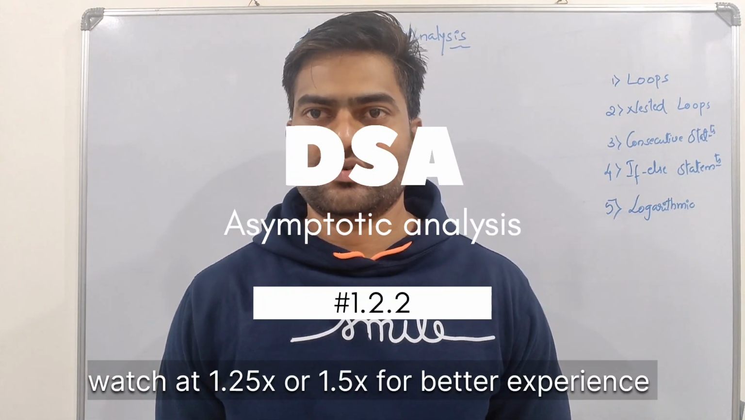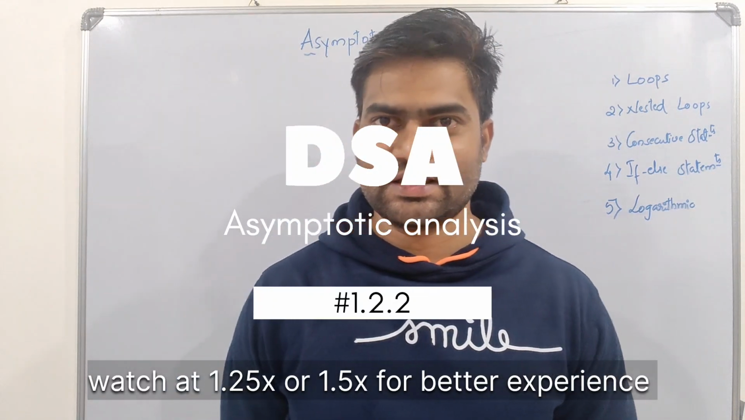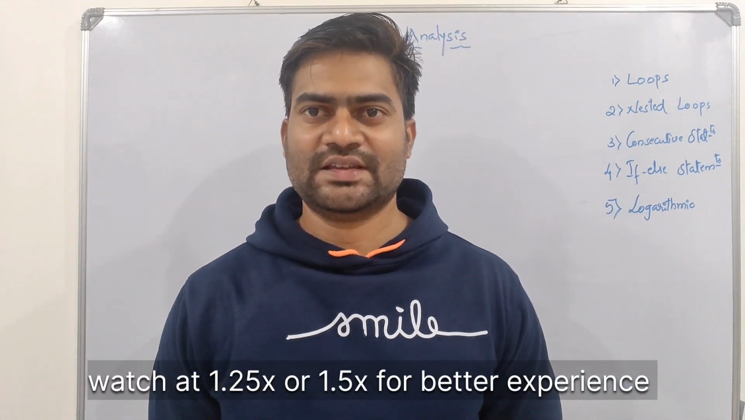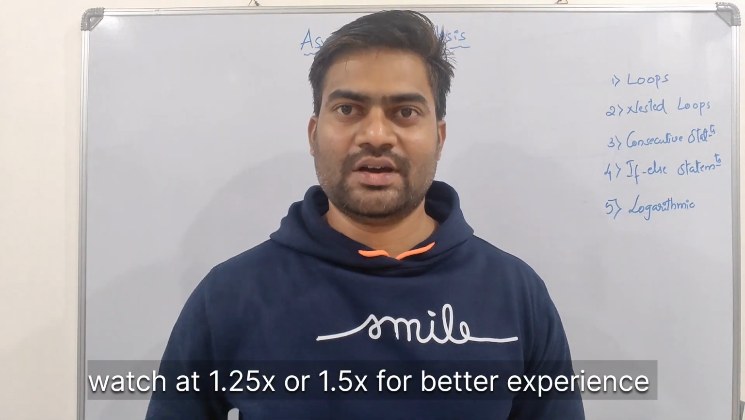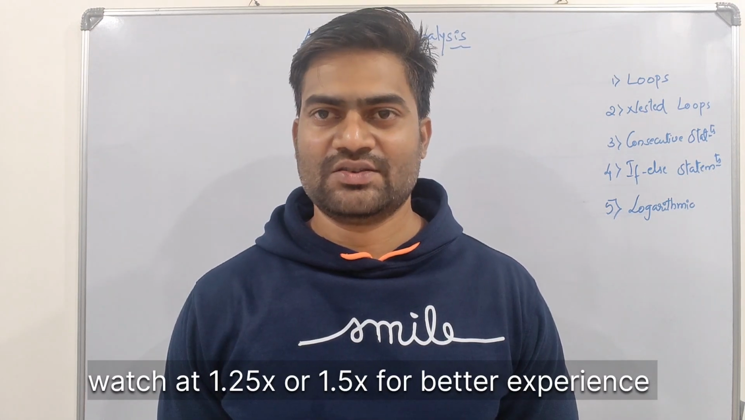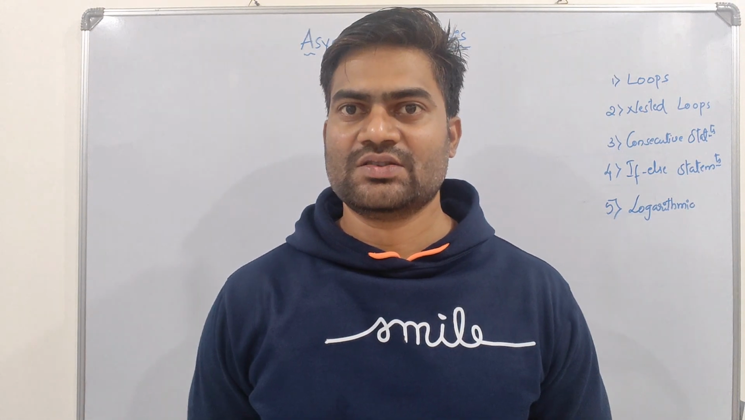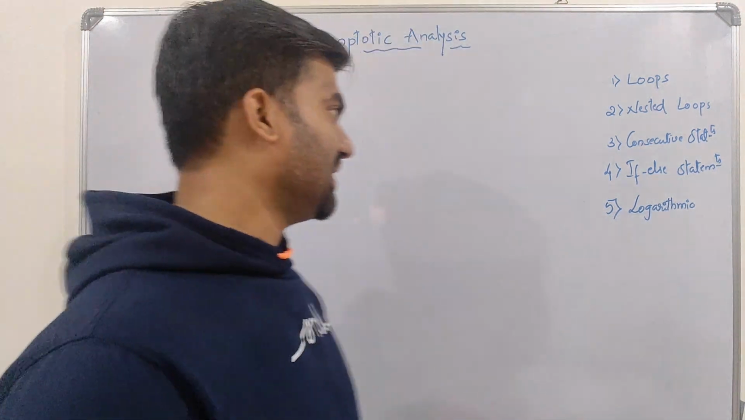This is a continuation of the previous video where we are looking into the asymptotic analysis, and in this video we will see how we have to do the Big O analysis for different kinds of loops and if-else statements. So first let us consider the for loop.